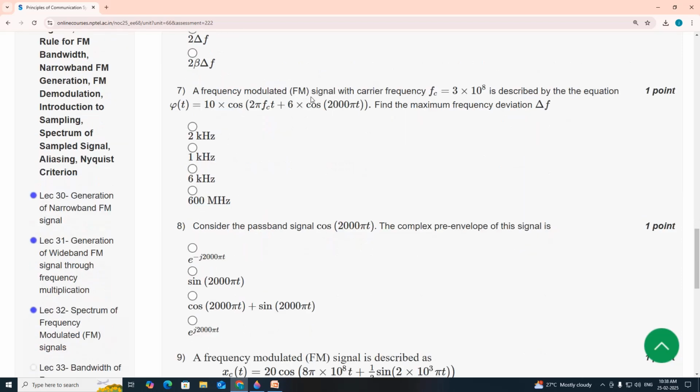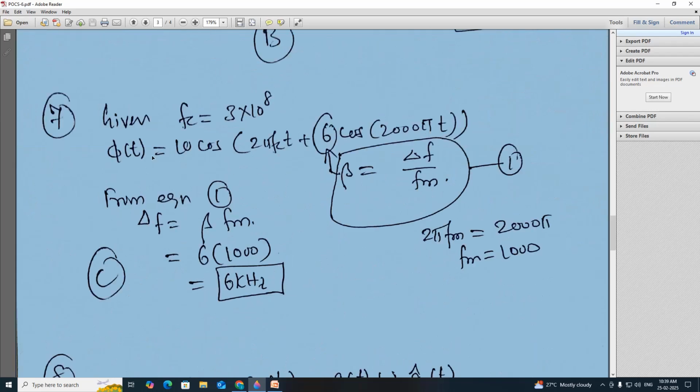Seventh one, a frequency modulated FM signal with a carrier frequency fc of 3 into 10 power 8, and they have given the FM equation. Find the maximum frequency deviation delta f. Again, this is a simple problem we solved previously. This is the carrier, this is the modulating signal, and this is beta. Beta is equal to delta f by fm, equation 1. So delta f equals beta into fm, and beta is equal to 6. 2 pi fm equals 2000 pi, so fm equals 1000. Substituting, you will get 6 kilohertz. Option C.